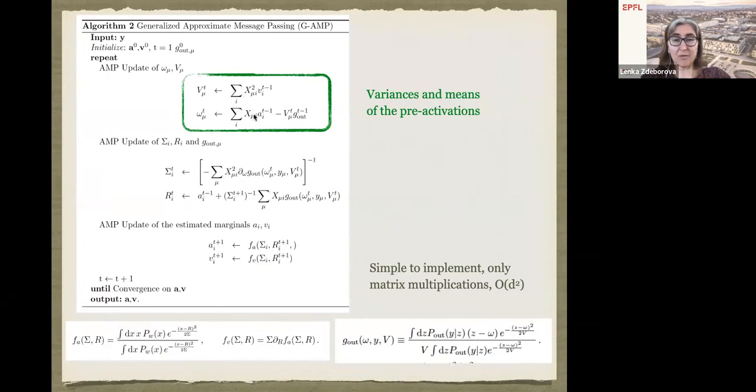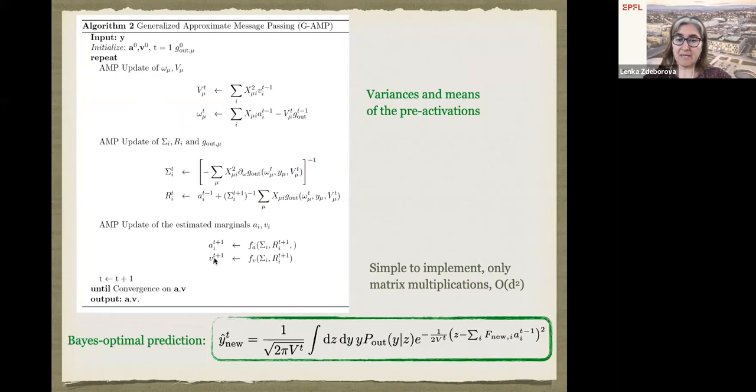It basically only involves matrix multiplications with the matrix of the data and a vector of variables, which are the estimators of the mean of the weights and their variances. So it runs very fast, very simply. There are some special functions involved, but the details are not that important. There is a simple algorithm that follows from that, and not only does it give you the means and variances of the weights, but it also gives you the Bayes optimal prediction. It tells you what the label of a new sample should be, given by the formula over here.